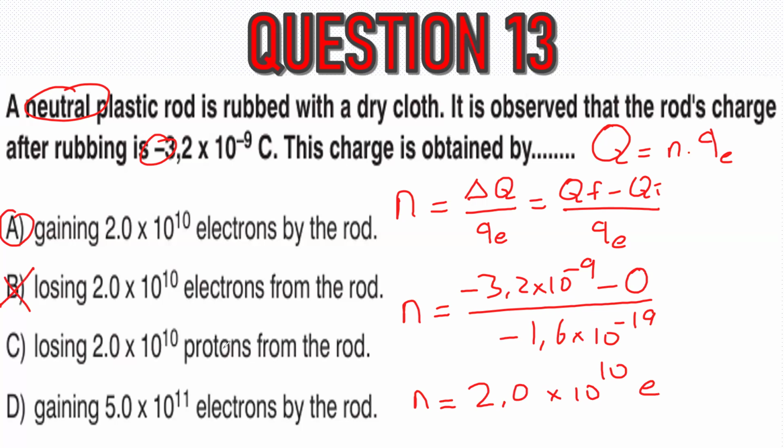And losing protons, no, never. Protons never move, they are lazy, remember that. And then gaining 5, or that number is wrong. Yeah, gaining electrons, right, but the number is wrong. All right, so question 13 is also done.